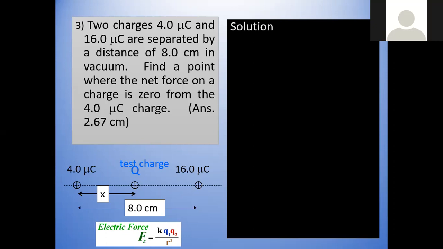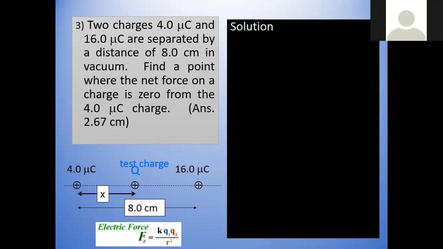Oh, okay. So that means not the force between the two charges, but the net force on the charge there. Not the force between the two charges. Oh, okay. So where you put a charge there, there's no force on the charge. That's what you're doing, so they want the force on the charge.